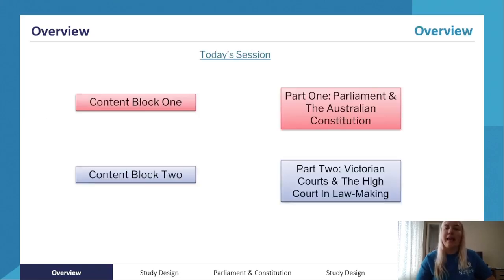So here is the layout for today, as you can see. We've split it into two blocks. In the first part of the lecture, we're looking at Parliament and the Australian Constitution. And in the second block, we're looking at the Victorian courts and the High Court in lawmaking. As you should be able to recognize, we're covering Unit 4, Area of Study 1 today. Basically, all of the study design and all of the key concepts that will be assessed on your SACs and on your exam are going to be covered today.